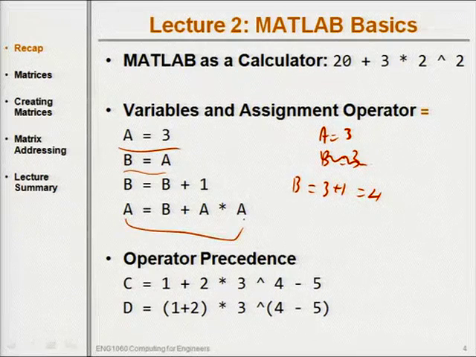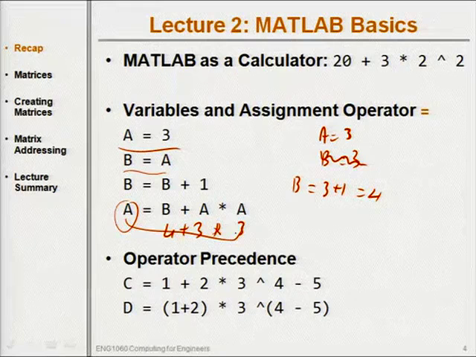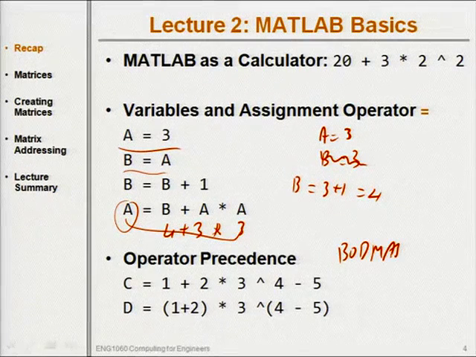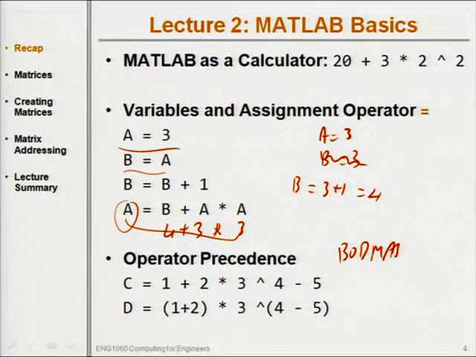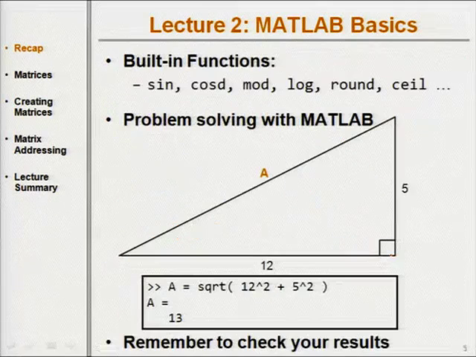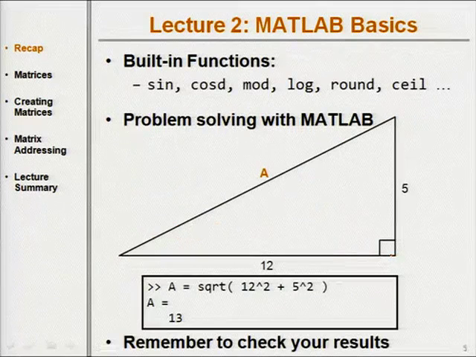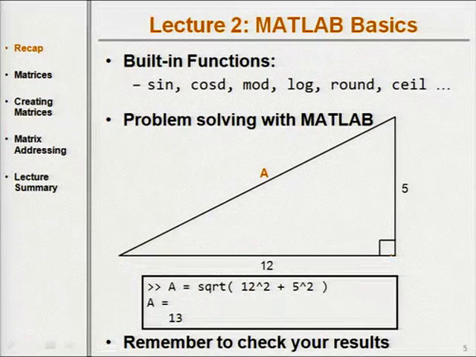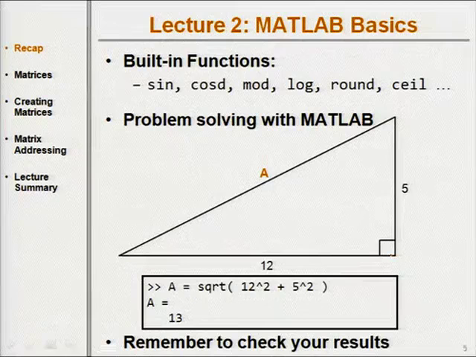And then it will now replace a with 4 plus 3 multiplied by 3. And you have the order of precedence. The way that MATLAB does calculations is BODMAS: brackets first, order, division, multiplication, addition and subtraction. You also have a bunch of inbuilt functions. During the labs this week, you will have a chance to look at a few of those inbuilt functions. You can use, for example, square root if you want to solve a question on Pythagoras' theorem.